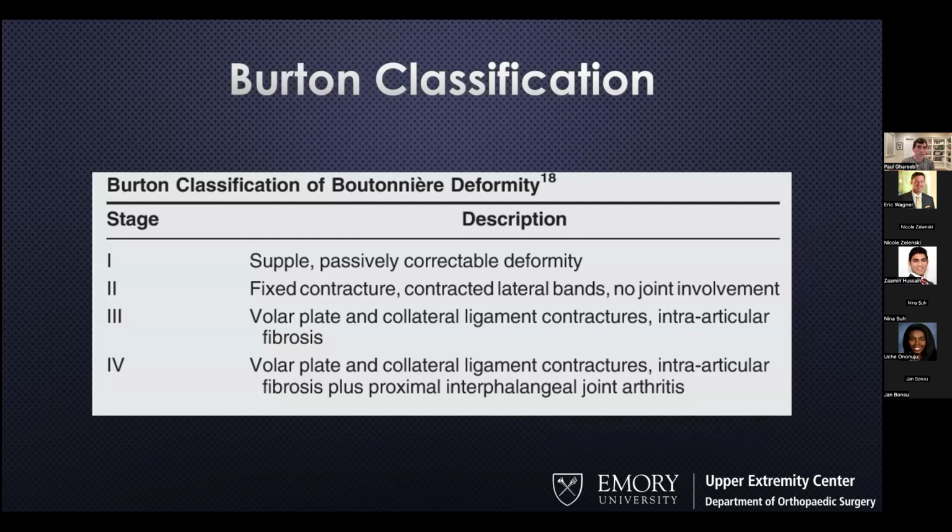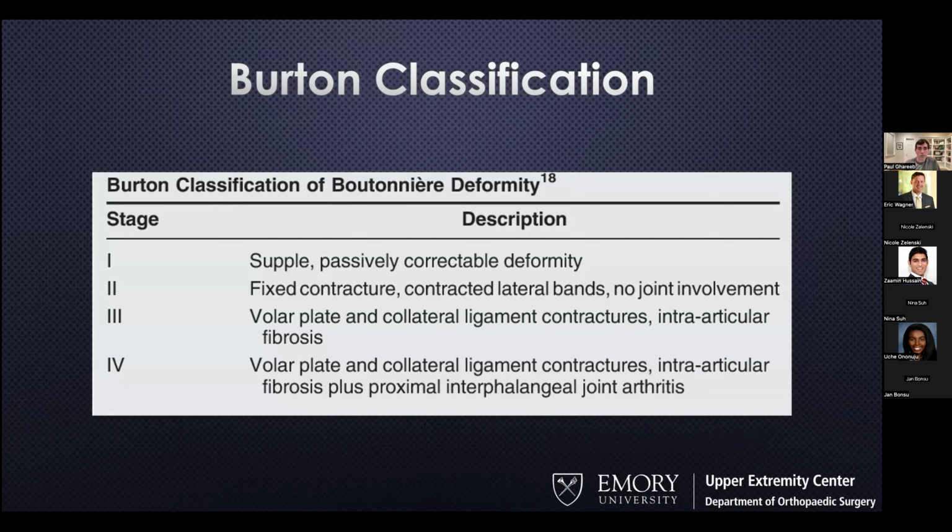So going back to boutonniere deformities, the Burton classification is probably the most useful in my mind for categorizing these injuries. So stage 1 is a supple, passively correctable deformity. So somebody that comes in that you're able to passively extend at the PIP joint, and they still have some motion at the DIP joint. So those are the easiest to fix.